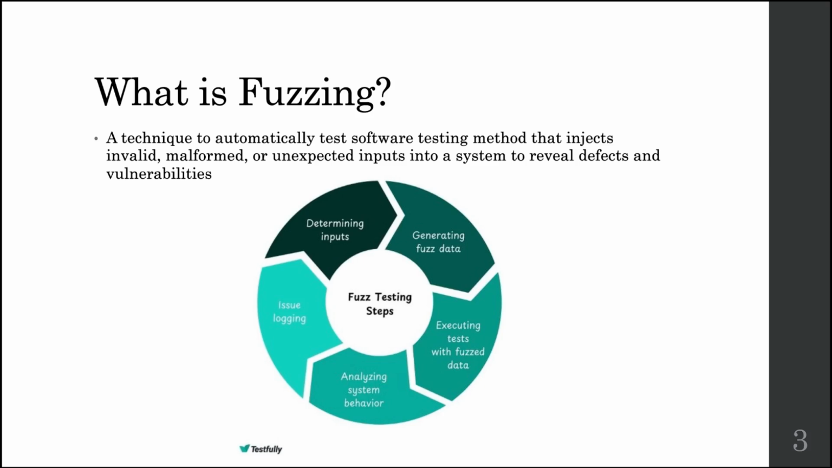This diagram here shows the 5 steps in the fuzzing process. The fuzzer generates the inputs, runs the program, analyzes the behavior of the program, and then determines if there were any issues. Fuzzing is widely used by many tech companies, or any company really, that develops their own software, and it's critical for security.